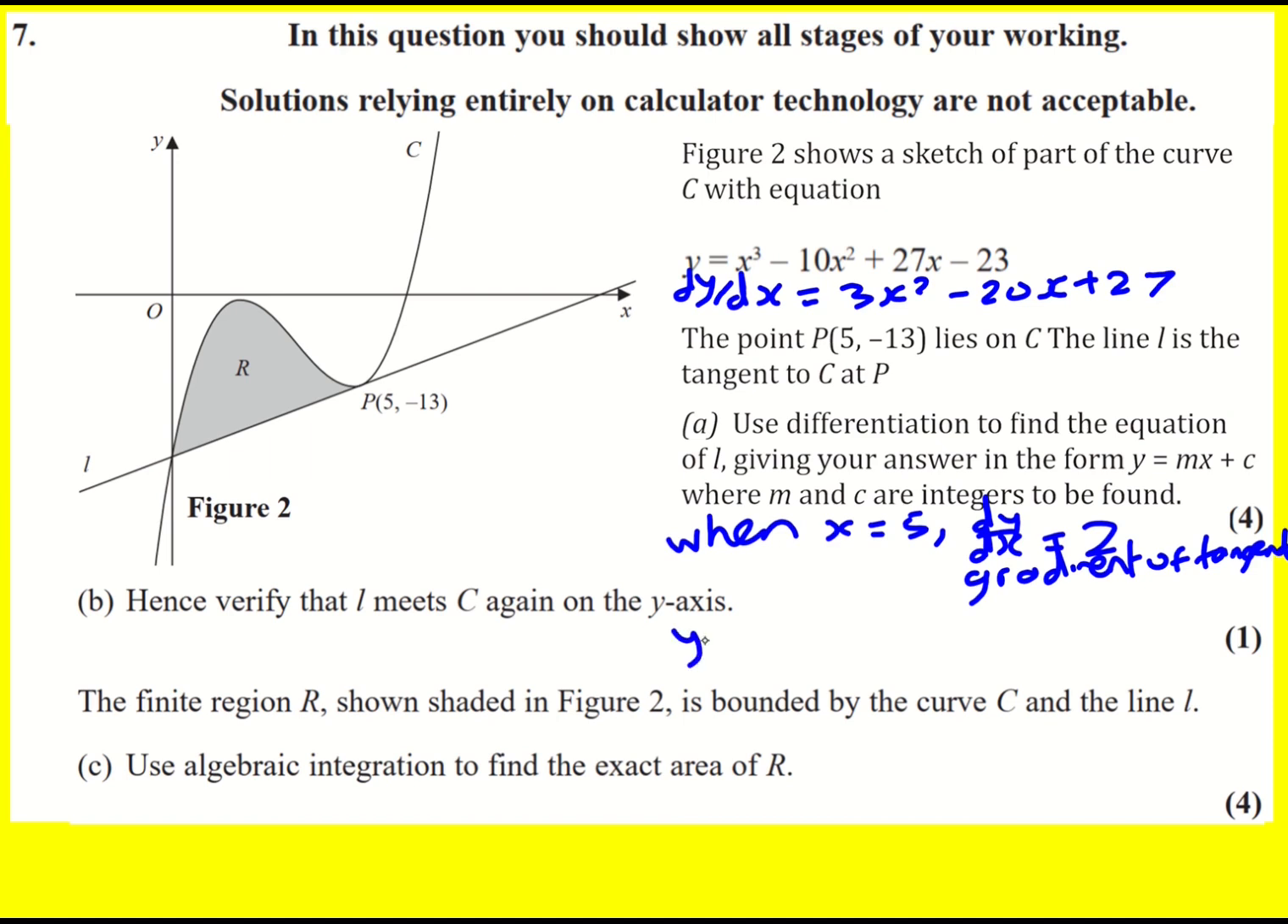Now I can write down the equation of the tangent. I can use y - y1 = m(x - x1), substituting these points in for x1 and y1. So y - (-13), or y + 13, is going to equal 2 times (x - 5). We're asked to write it in the form y = mx + c, so I'm very nearly there. I'm going to get y = 2x - 10 - 13, so y = 2x - 23.